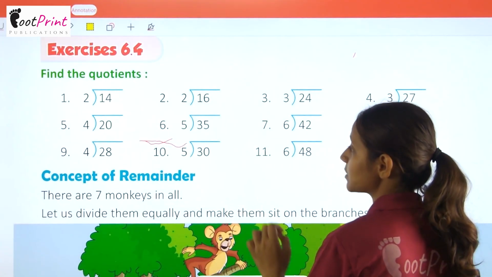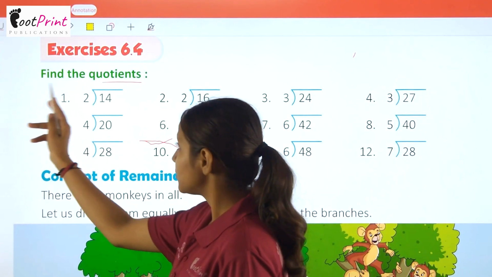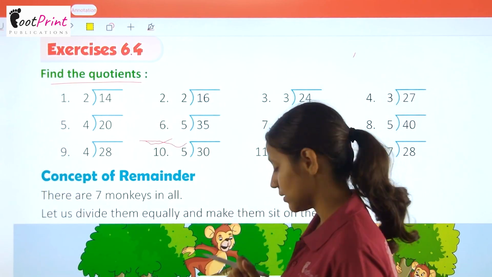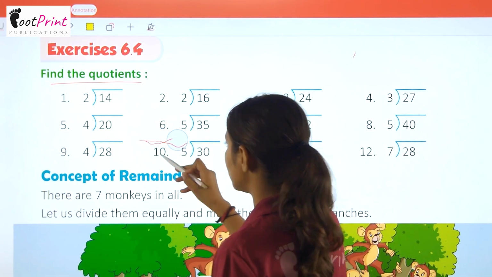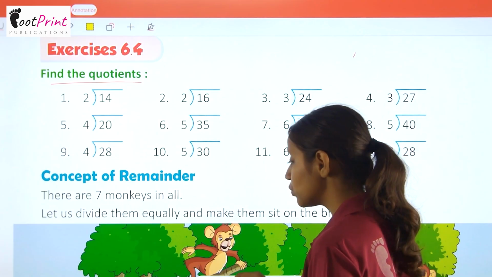Exercise 6.4. Find the quotient. So here we have to find the answer. One I am doing for you. The rest of the parts you have to do by yourself.